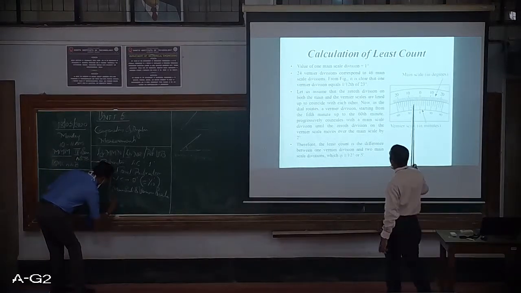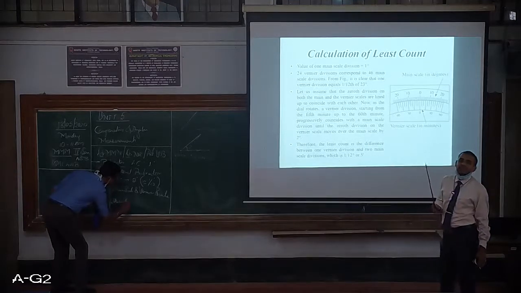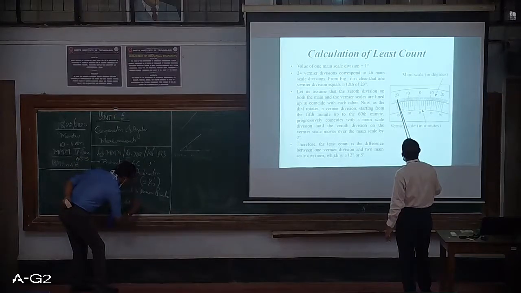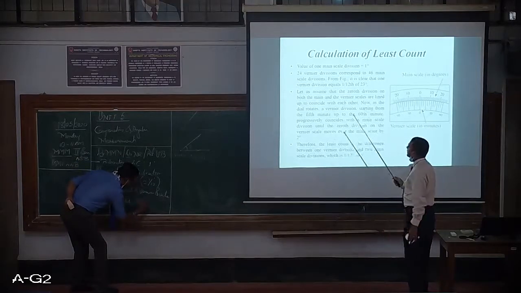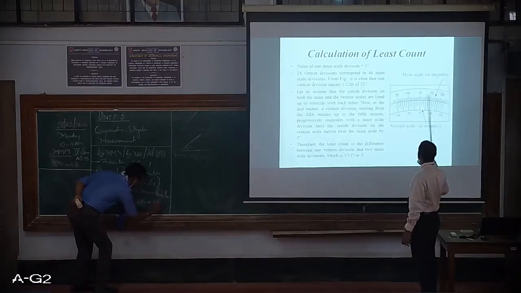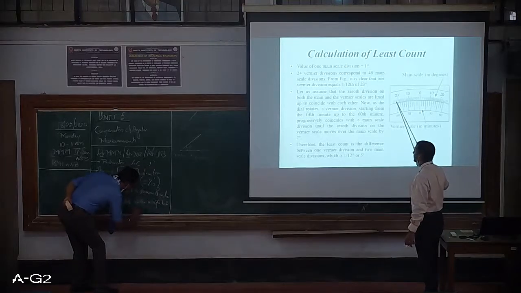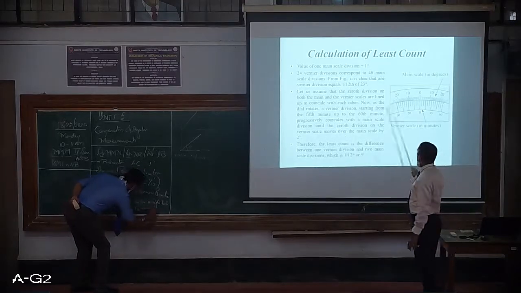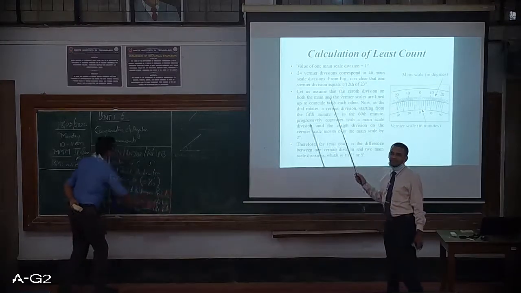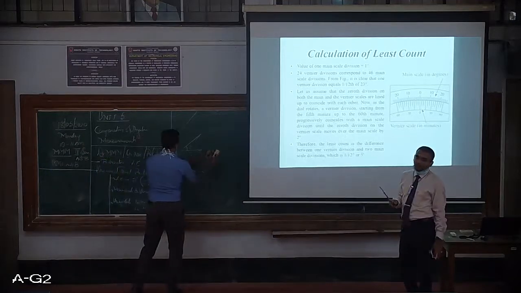So 24 vernier divisions correspond to 46 main scale divisions. So you can see over here 0, 10, 20, 21, 22 and 23. Okay? And similarly on the other side we have 23. Over here this is actually coinciding at 22, but this is not exactly at 22, this is 23. So 23 on each side gives us 46 main scale divisions and 24 vernier scale divisions.